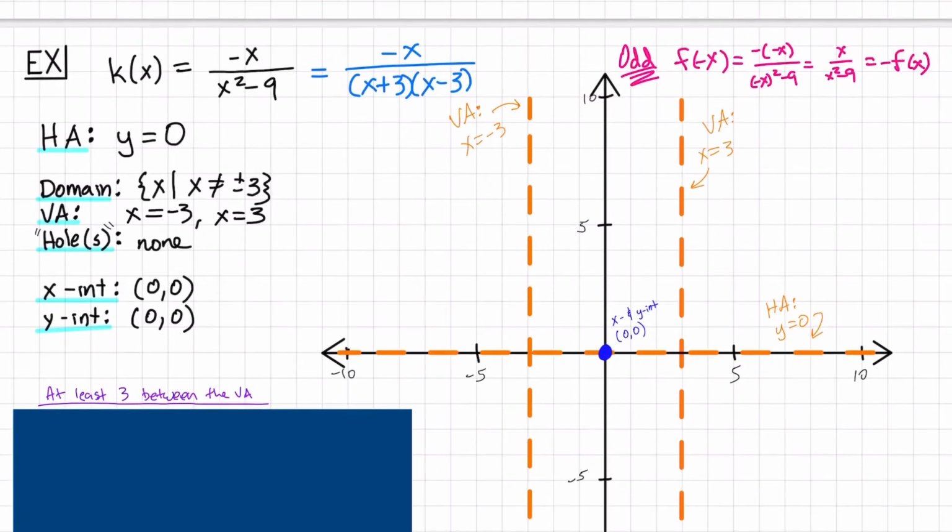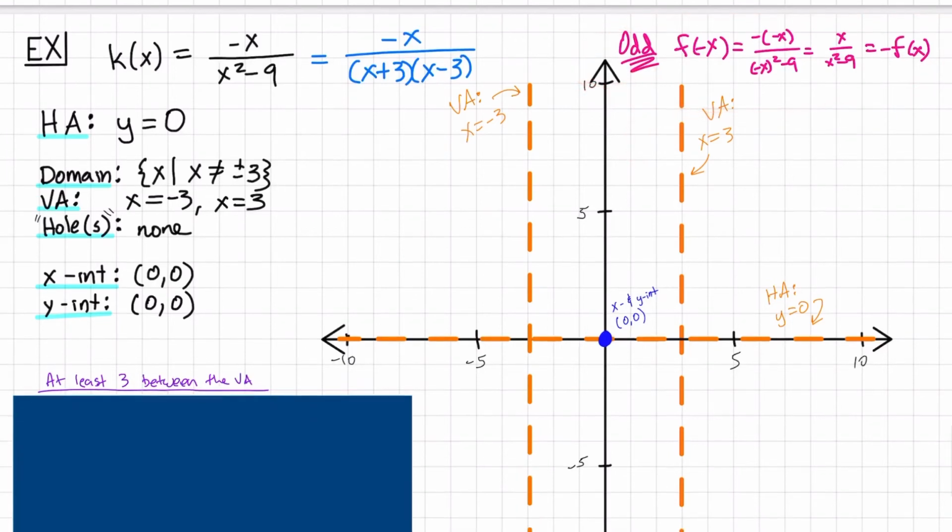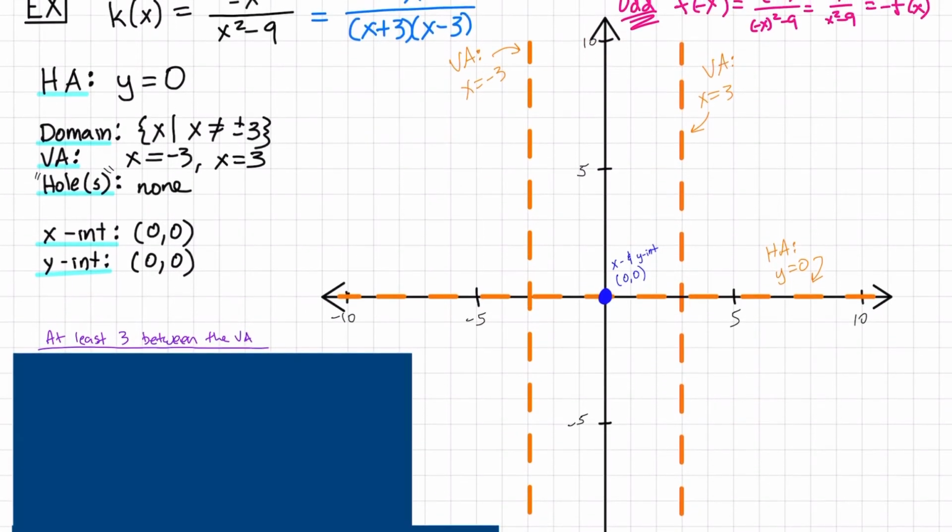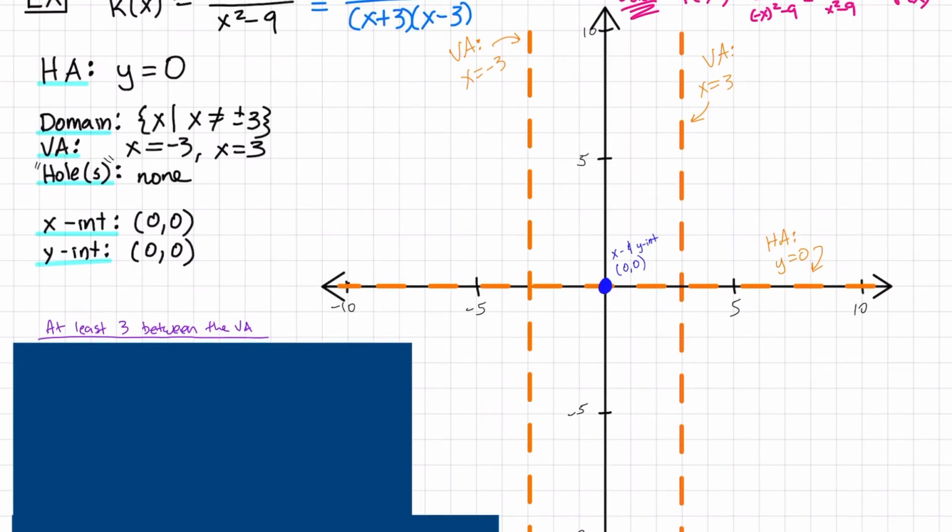Now, in a second, I'll talk about why it in fact is odd using the function itself, but just looking at this setup keys me in that I should check this. Notice if I look at my vertical asymptotes, one at +3, the other at -3, they have nice symmetry because they're on either side equally. I also have this horizontal asymptote going on the x-axis, and then my x and y intercept are exactly in the same spot at 0, 0.